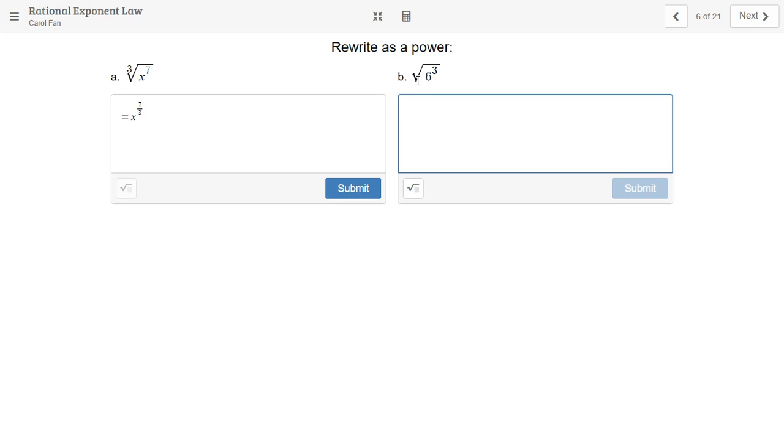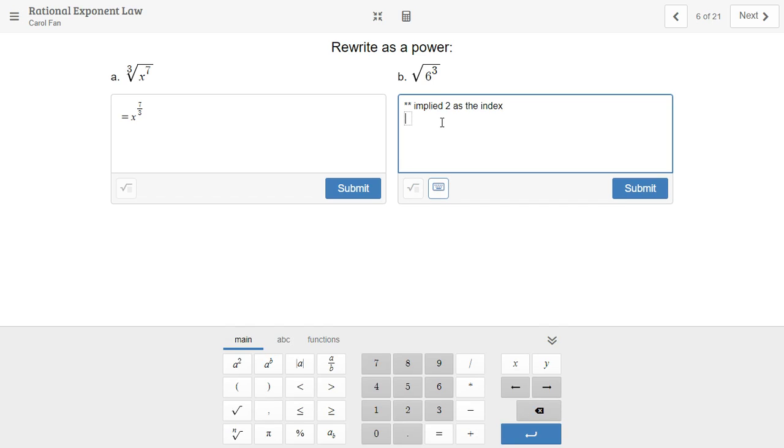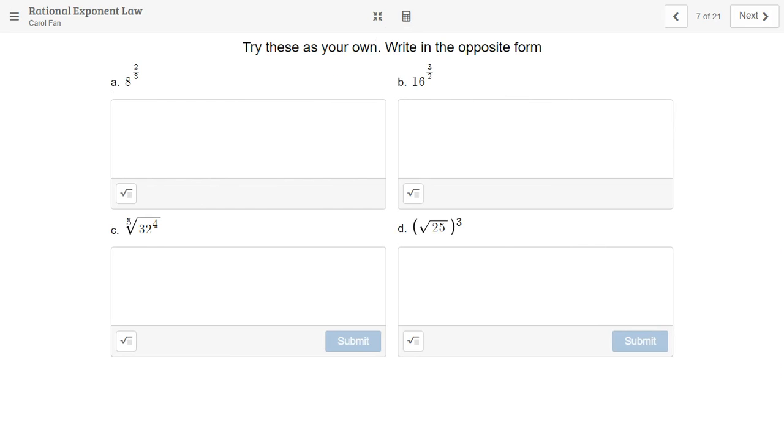Part B, square root of 6 to the power of 3. Now remember, we said that when we have a square root, it is implied that the index is 2. So when we rewrite it, we have base 6 to the power of 3 over 2. I'm going to give you a moment to try these on your own. Please pause the video, do these questions, and then we'll take it up in a sec.